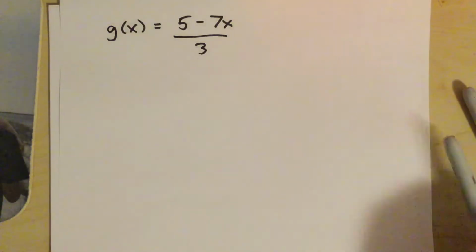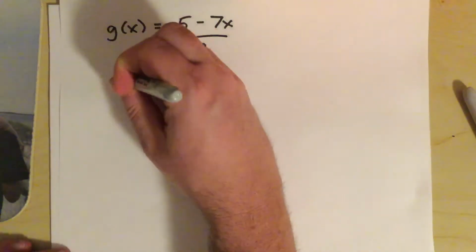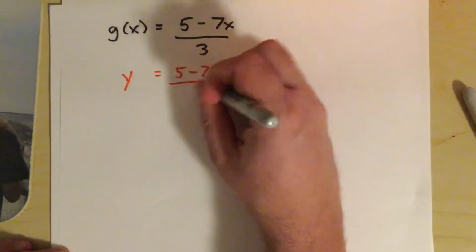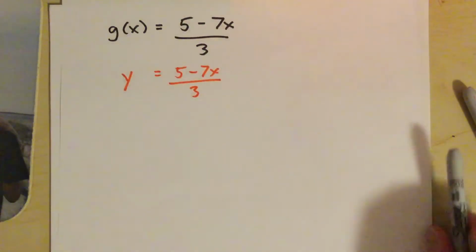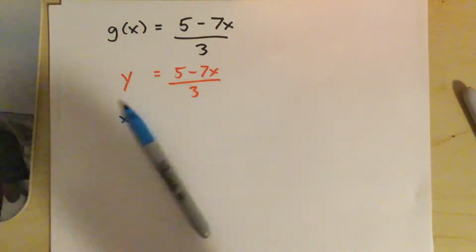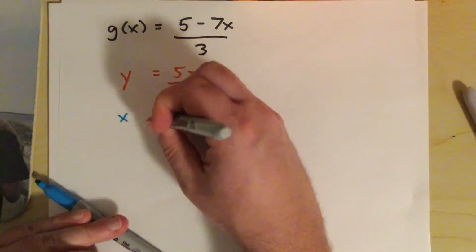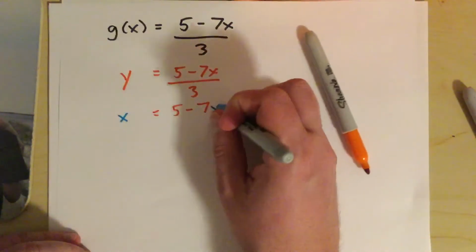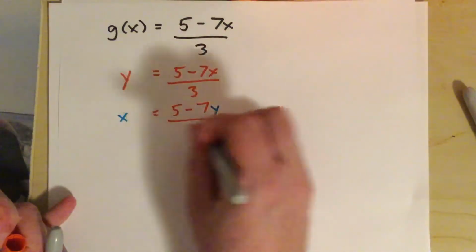Let's just try another one quickly. Same idea. We'll write this as y equals 5 minus 7x over 3. We switch the x and the y's. So x equals 5 minus 7y over 3.